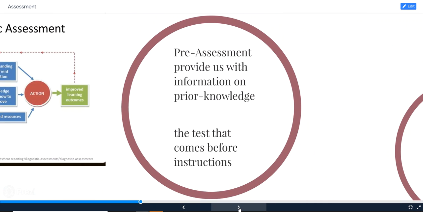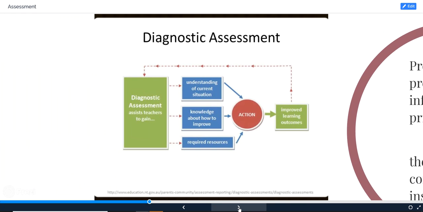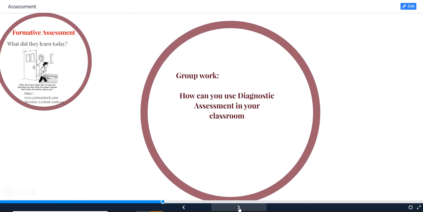Diagnostics allow us to know what knowledge our students came with or what knowledge they didn't bring with them, to test if they have the necessary knowledge to begin on day one. Diagnostic assessment assists the teachers to gain understanding of the current situation, knowledge about how to improve, required resources, what action needs to be taken, and then to improve the learning outcome.